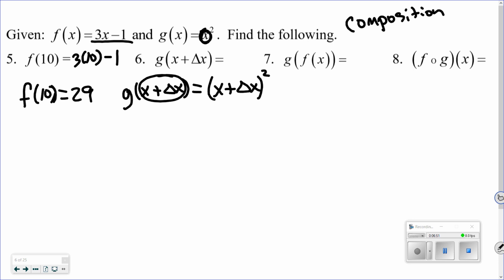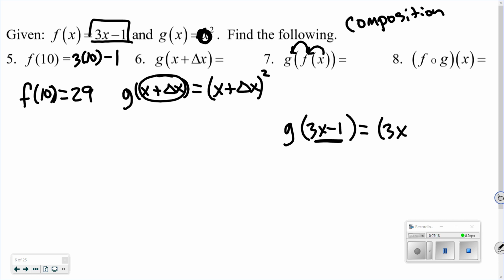Seven and 8 are what we call the composition of functions. So if you look at 7, what it wants me to do is take g of f of x: I plug x into f first, and then whatever I get back out, I plug that into g. So if I plug x into f, f of x is just 3x minus 1. Now I take what that is and plug it in for x up there in g, so that would equal (3x minus 1) squared.